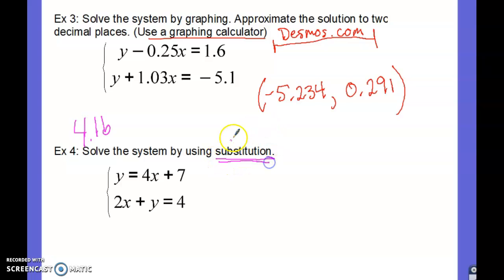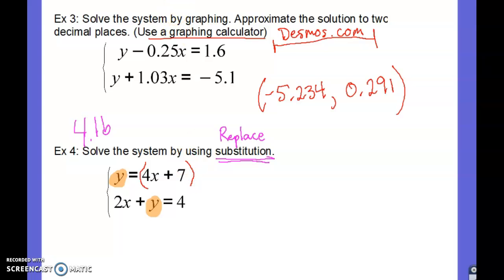Now remember, substitution is just a fancy word for replace. Just like when you have a substitute teacher, she replaces your regular teacher. Basically, if you have a variable by itself, which y is, maybe I'll use a highlighter, y is by itself, then what you can do is look at the other y in the problem and replace it with what it's equal to.